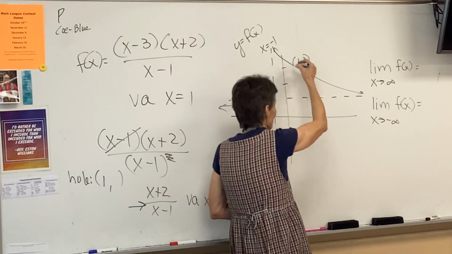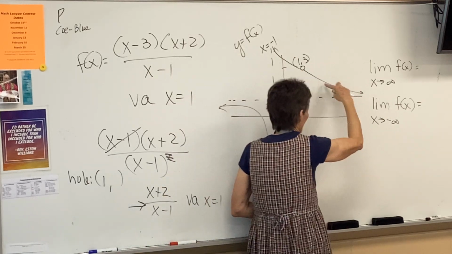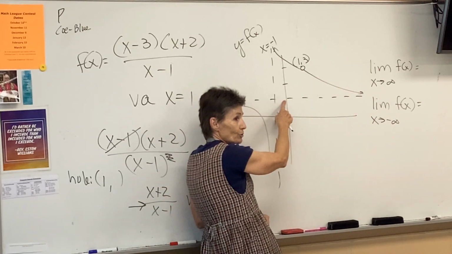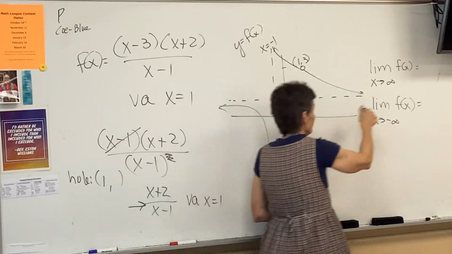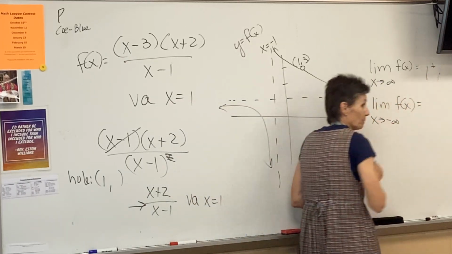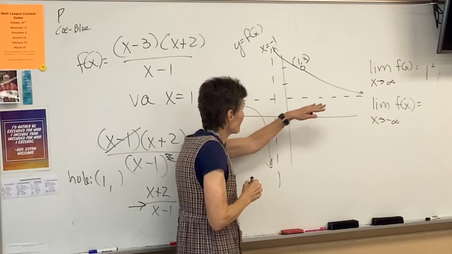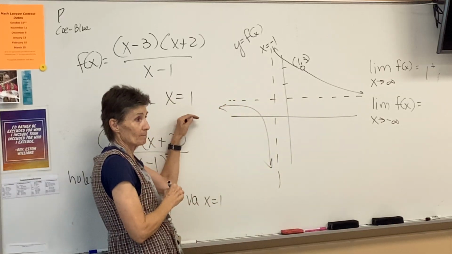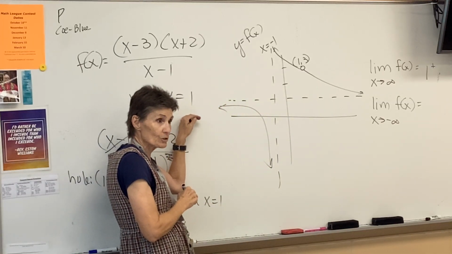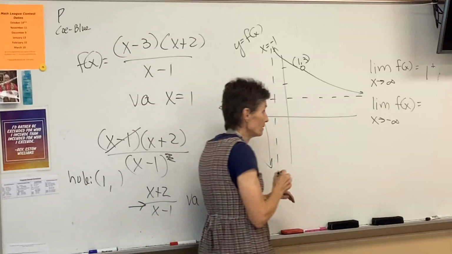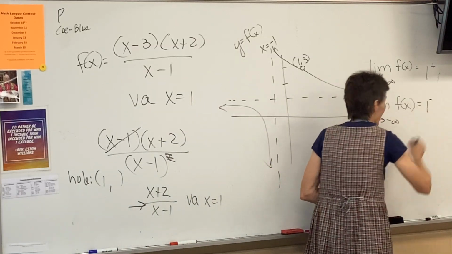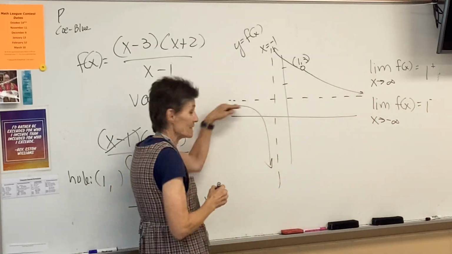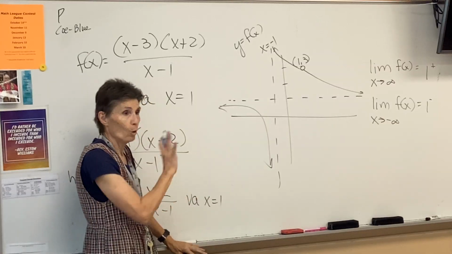So what's happening as we go to the right? We're getting closer to 1 from the top. How about as we're going to the left? Getting closer to 1 from the bottom, from underneath. Old news.